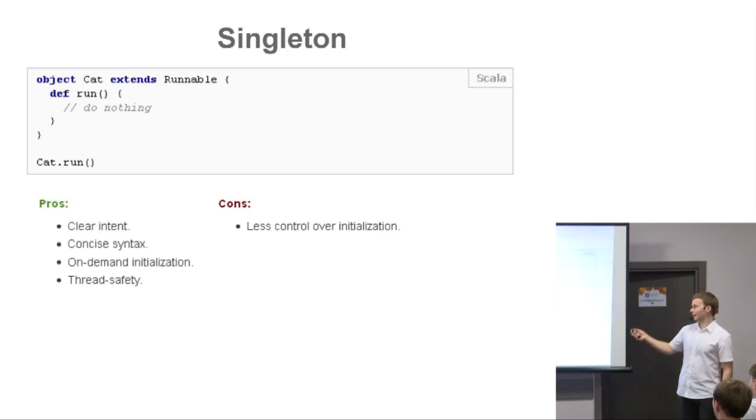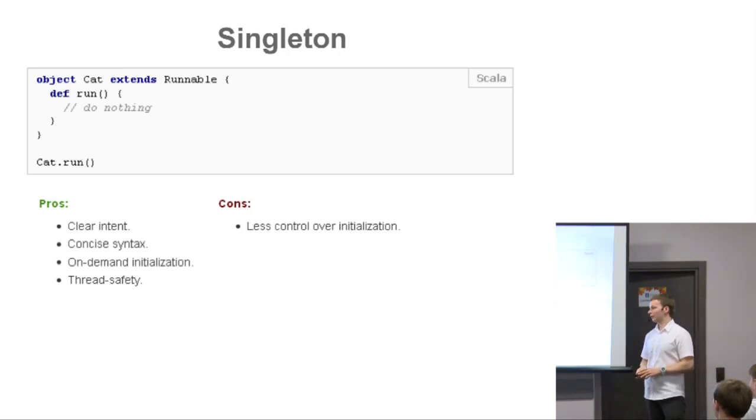Scala provides a direct way of declaring a singleton, and that is an object. The code basically does the same thing as the previous code, but it is much cleaner. Our intent is clear, and initialization is done on demand, and such code is thread safe. And once again, we cannot get rid of synchronization.